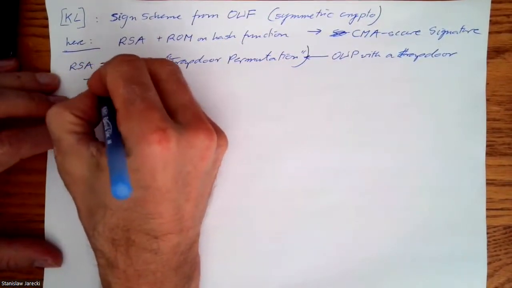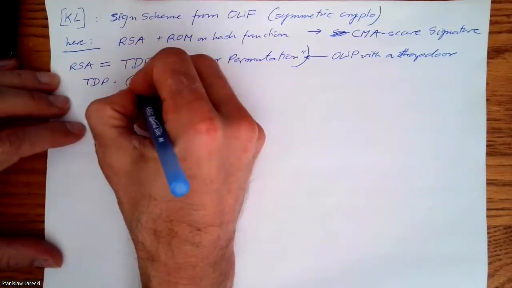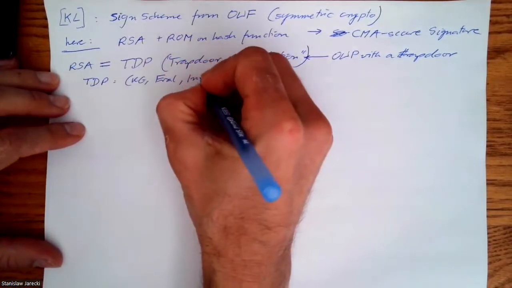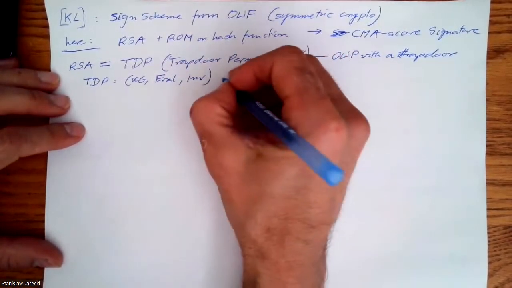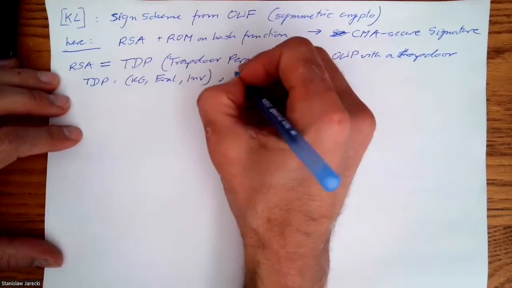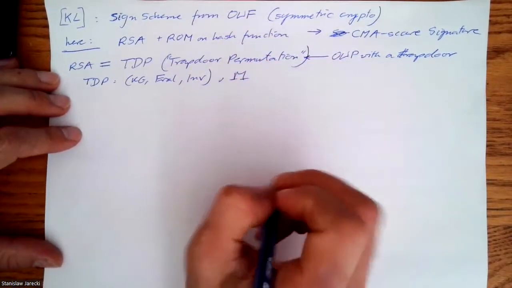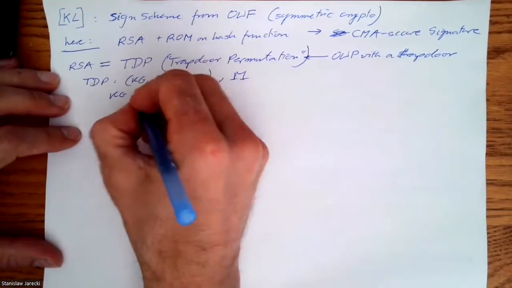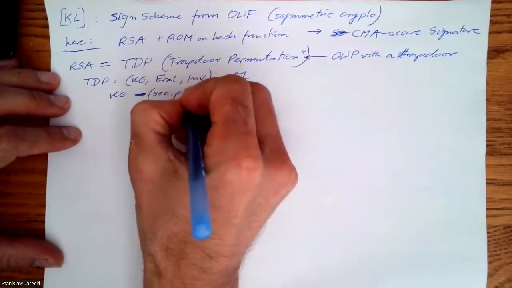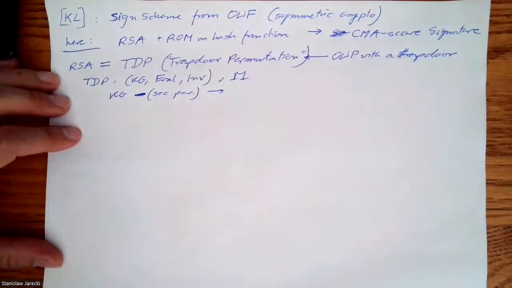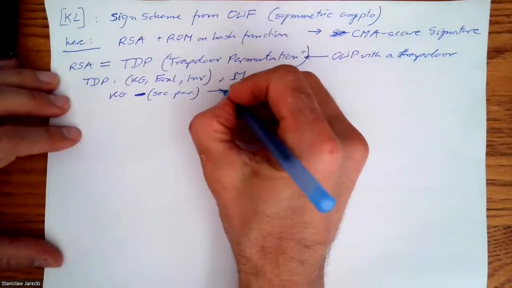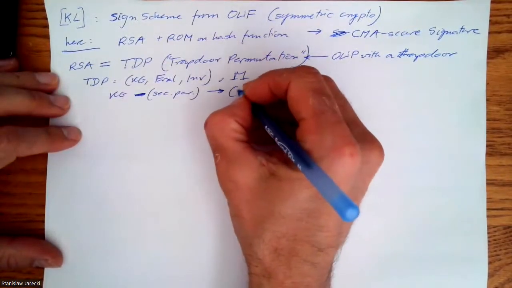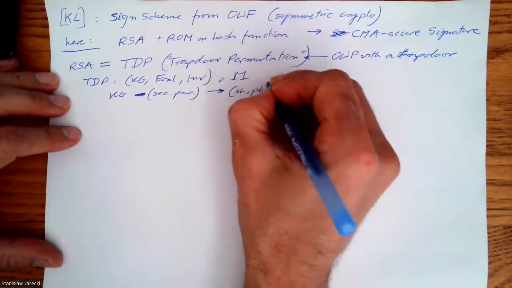The trapdoor permutation has a key generation, eval, and invert, and a message space. Key generation on a security parameter creates, and these things were called differently, for example, in Katz-Lindell. I'm just going to call them secret key and public key.